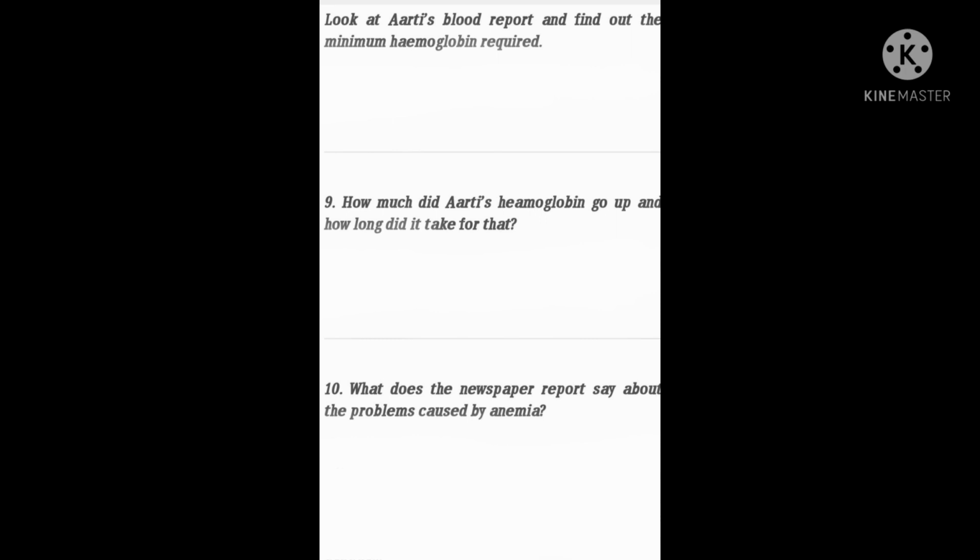Question number 10. What does the newspaper report say about the problems caused by anemia? Answer: newspaper report tells that anemia is affecting both physical as well as mental health of the children suffering from it. Due to anemia, children do not grow well and their energy levels are low. This also affects their ability to study properly. Full stop.